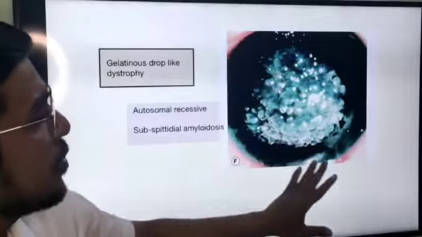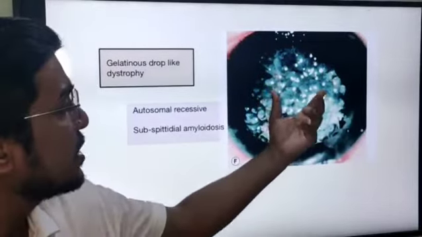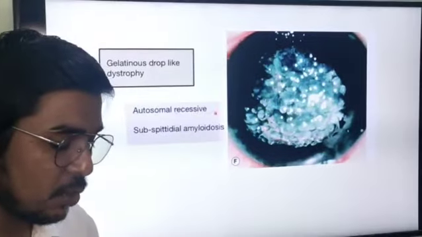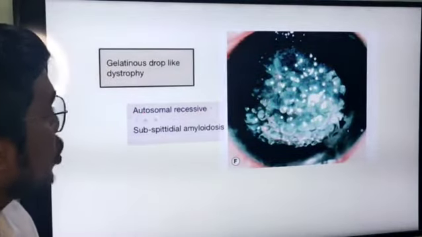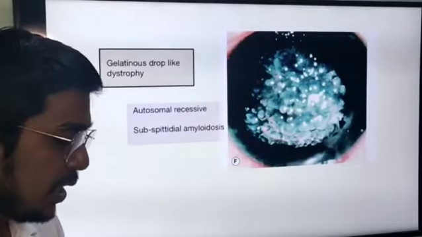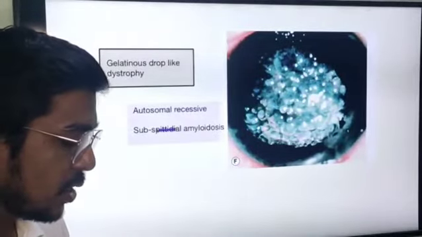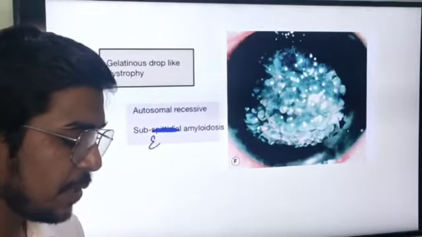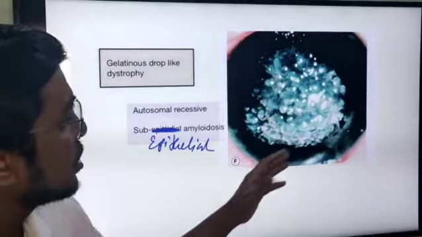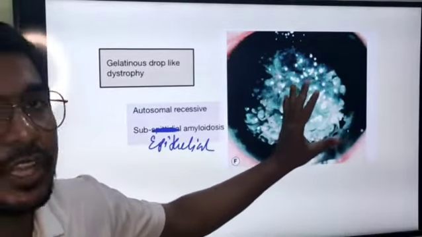Moving to the next, just for the sake of completion, gelatinous drop-like dystrophy. It's a grape-like, mulberry-like dystrophy. You can see the mulberry ball-like things. It is autosomal recessive, and there is subepithelial amyloidosis, meaning amyloid deposition.